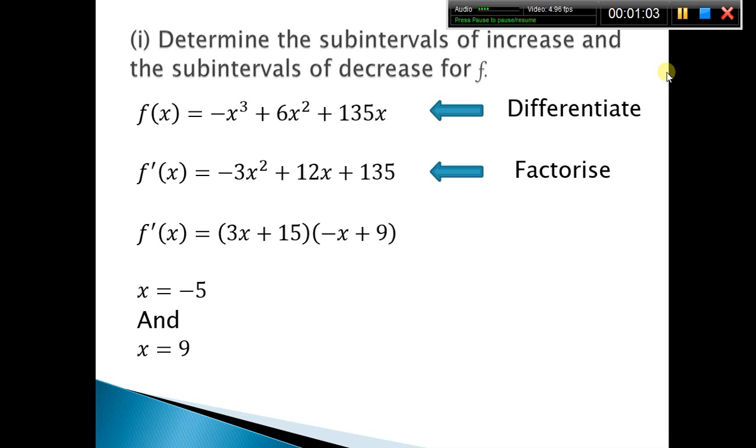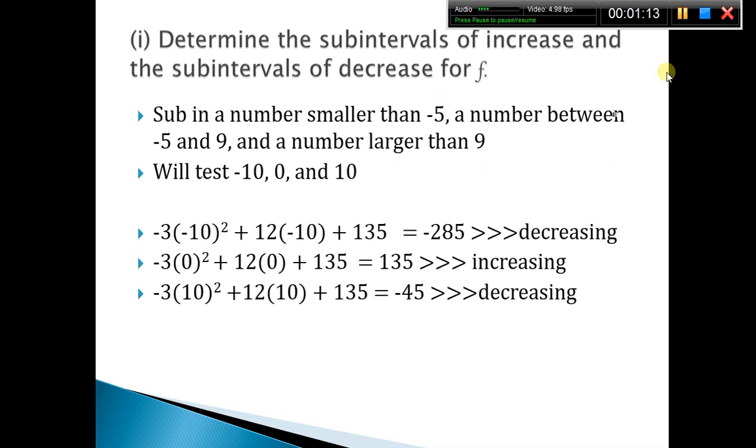We now let this equal 0 to find our x values. Factorize first if possible, and this now leaves us with x equal to minus 5 and x equal to 9. Now we need to sub in a number smaller than minus 5, a number between minus 5 and 9, and a number larger than 9 into the derivative to find out if the curve is increasing or decreasing. If our corresponding result is greater than 0, then the curve is increasing in that interval. If it is less than 0, then it is decreasing in that interval.